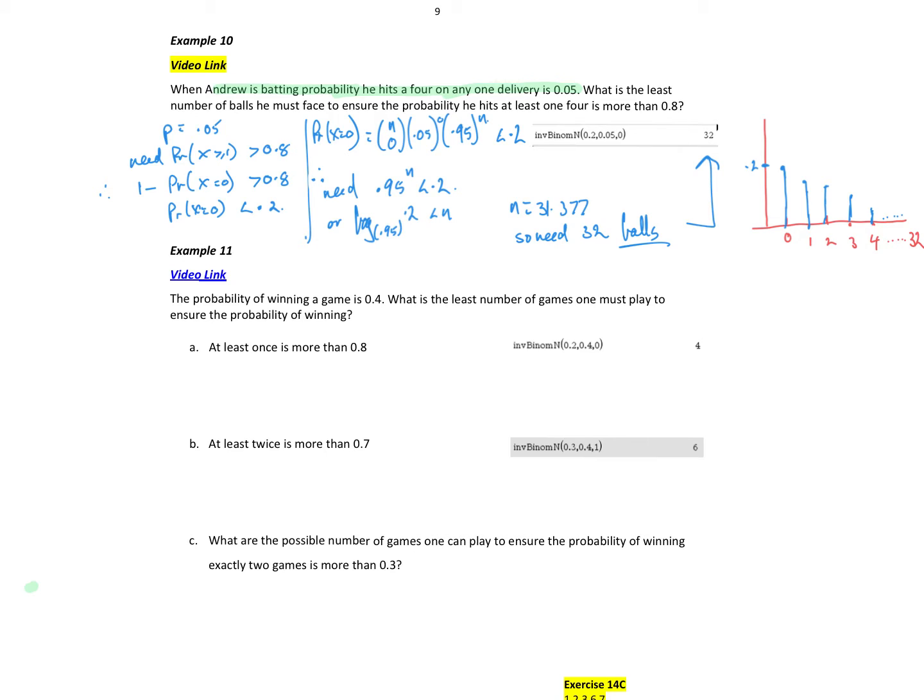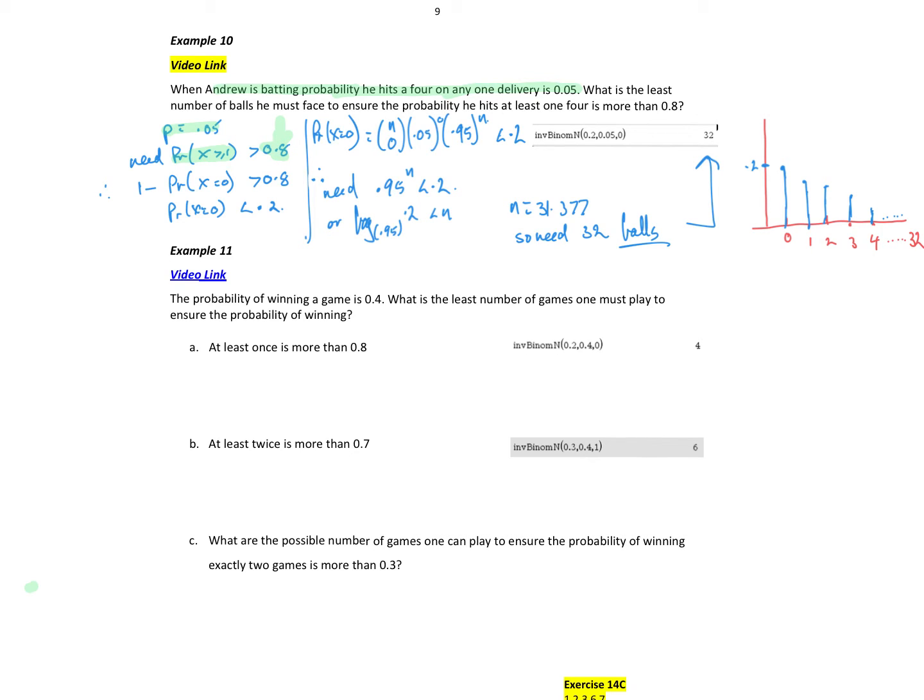Okay, so we're looking for the number of trials, or the number of balls that Andrew faces, so the probability of him hitting at least 1 four is more than 0.8. So we've got the probability is 0.05. I need the probability that x is greater than or equal to 1 to be greater than 0.8. Now, given n is the number of trials, I don't know if it's going to be from 1 to 10 or 1 to 20 or 1 to 30. We don't know how many trials. We could guess and check until we get a value immediately above 0.8.